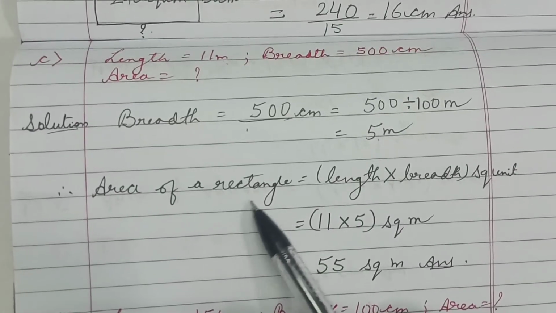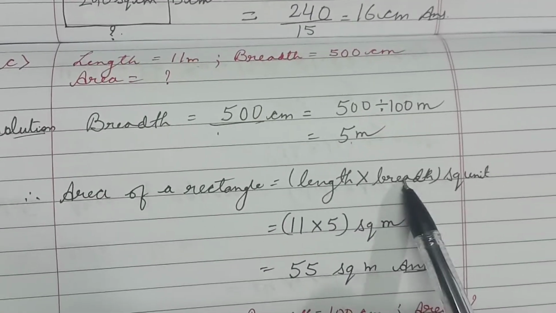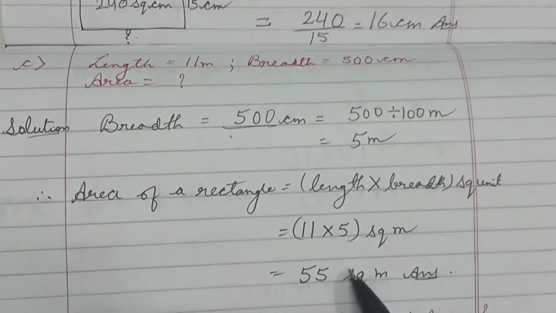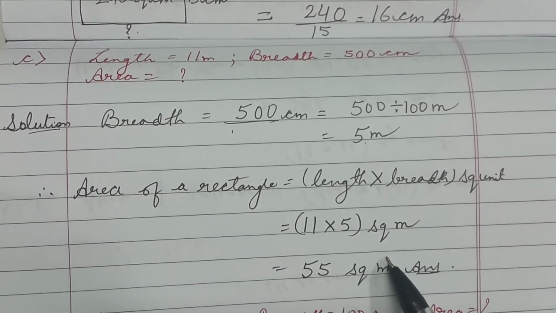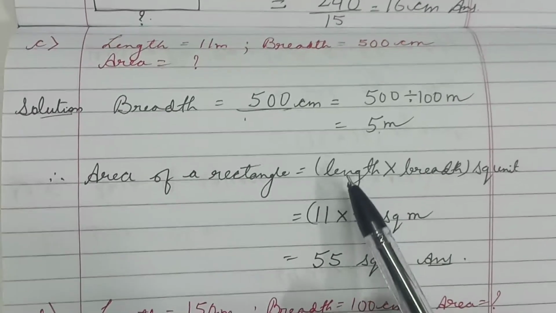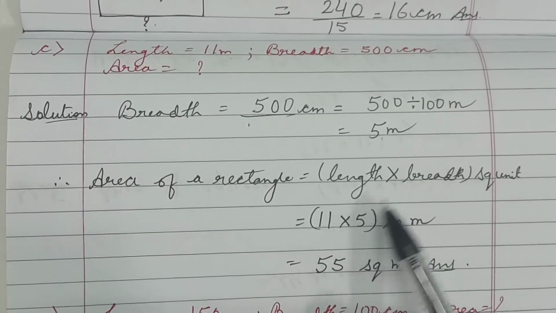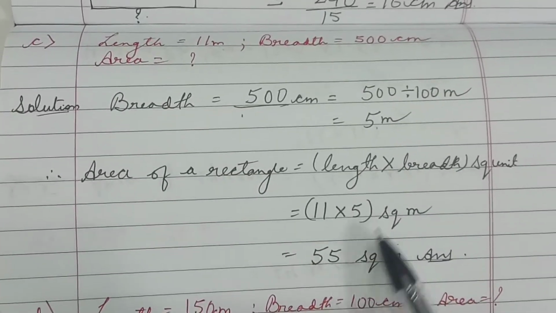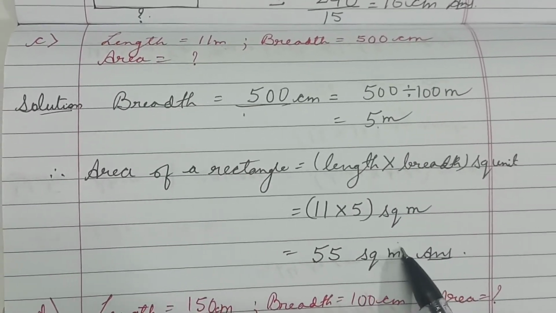Now to find the area of rectangle, length into breadth square unit, 11 into 5, that is your 55 square meter. I hope you are getting children. At the place of length, write here 11. At the place of breadth, write here 5. So 11 5s are 55 square meter.